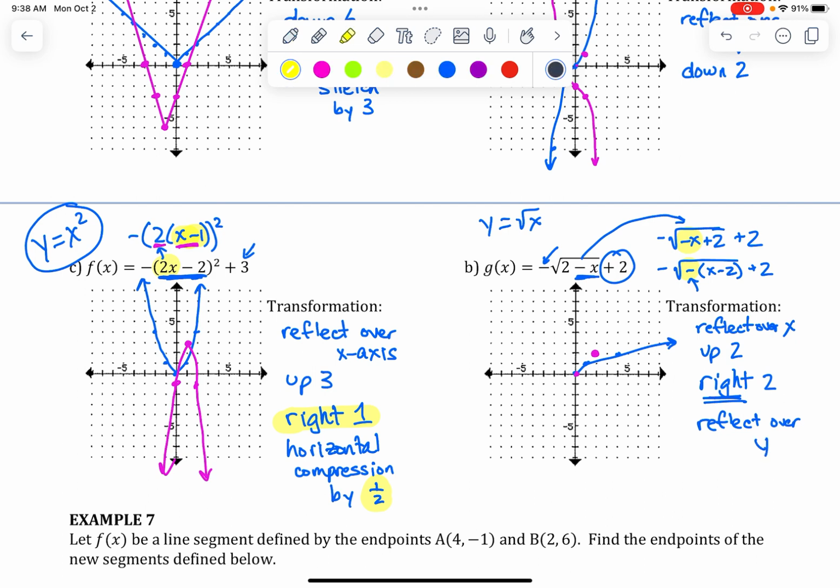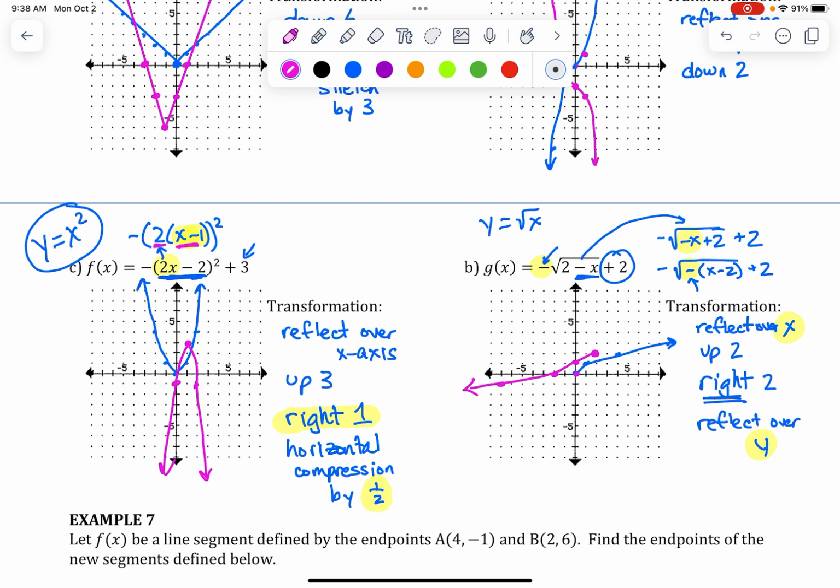So we're actually reflecting this graph twice. Once over the x-axis because of the outside negative, and once over the y-axis for the inside negative. And so when we plot this, you're going to have a point that looks like this. Okay? So we have a graph that looks like that. Okay? So those are your values.